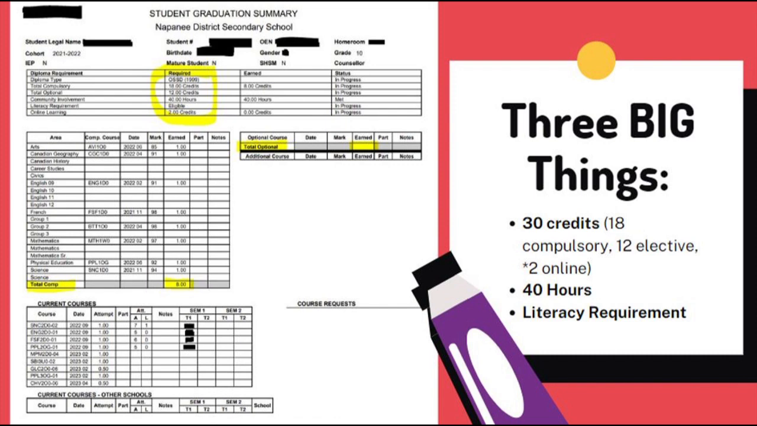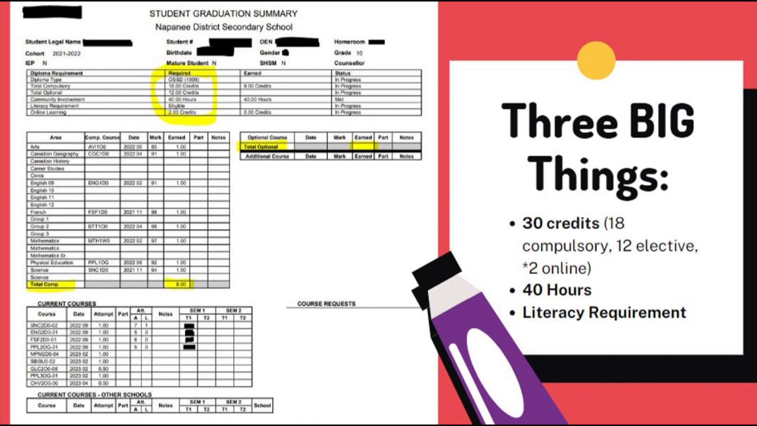The rest of your grad summary is devoted to tracking those 30 credits, including the 18 compulsory courses and the 12 optional ones. You'll see the note on this slide that the 30 credits now also includes 2 mandatory online learning courses. We'll circle back to that in a minute.